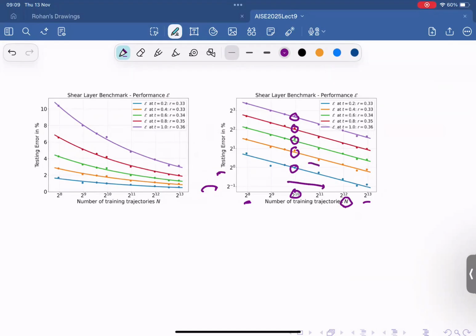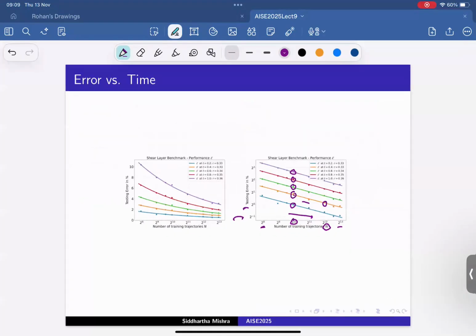So this always decreases, right? Let's take an example. This is at approximately 2%, and then when you go to, let's say, 4 times that number, it's approximately 1%, so 0.5. This is exactly the same sort of scaling that you get. The scaling is approximately 0.5. It's a little less than 0.5. So this is very satisfactory. Error grows in time. Error decreases with the number of trajectories, the number of training data that you have.